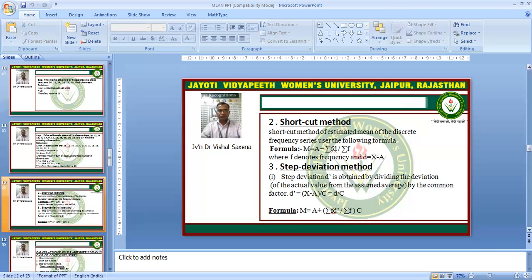and third is the step deviation method. In the step deviation method, the formula to find the arithmetic mean is M is equal to A plus summation f into d dash upon summation f, multiplied by c. So M is equal to A plus summation f into d dash upon summation f into c. This is the formula used for the step deviation method.